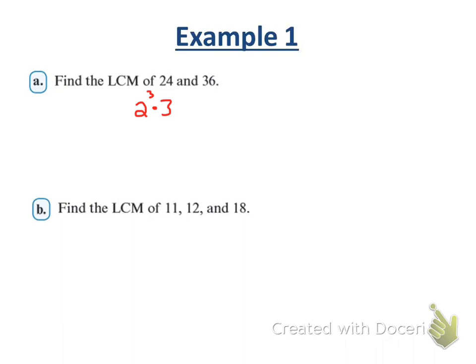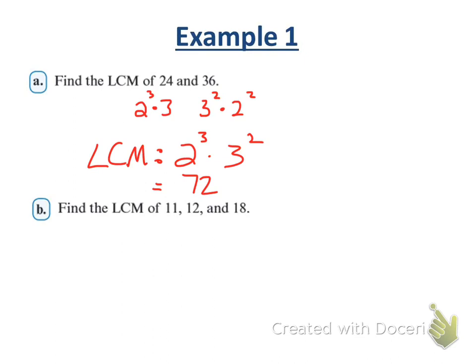Now, 36 is 9 times 4, which is 3 squared times 2 squared. Right? So my LCM has to have a 2 and a 3. It has to have 2 three times and 3 twice. So my LCM is 72. It's not too bad, right? You just have to learn how to follow the rules. LCM is 72. Karis?